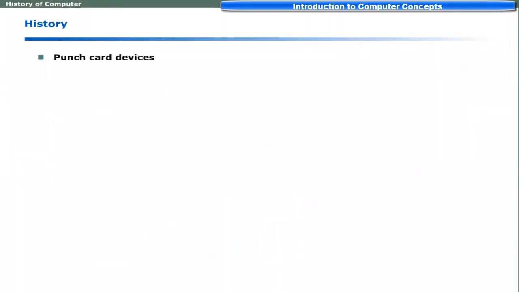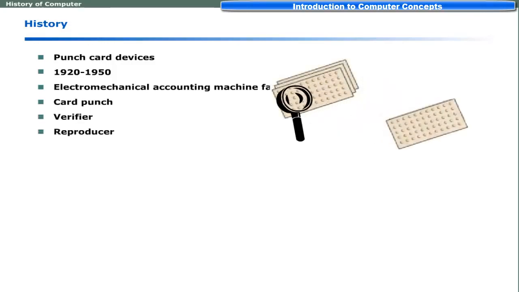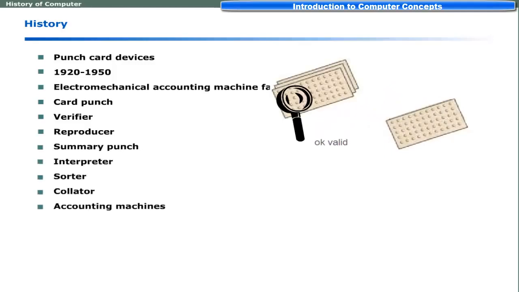Dear learners, sophisticated punch card devices were introduced from 1920 to 1950. The electromechanical accounting machine family included card punch, verifier, reproducer, summary punch, interpreter, sorter, collator, and accounting machines. These machines were very large, heavy, and required physical labor to operate.